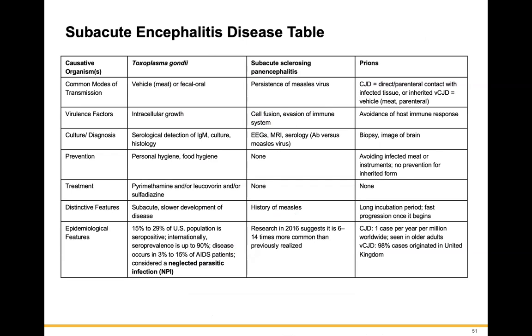And here's a table that summarizes the subacute encephalitis diseases. Toxoplasma gondii, again, is most concerning with pregnant females, and the trend, cleaning litter boxes. It can have very bad effects on the newborn. And then we have our prions.